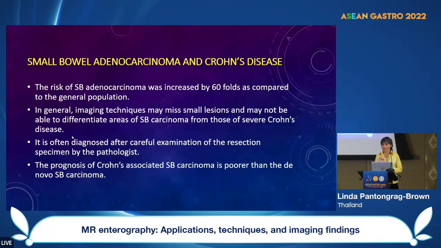So it's very difficult for us. We usually cannot pick it up unless it's a big mass. If it's infiltrative, imaging is hard. And it is often diagnosed after resection, when pathologists review the specimen and find it, which is similar to our case. And the prognosis of Crohn's associated small bowel carcinoma is poorer than the de novo small bowel carcinoma. So this is a very interesting case: we run into a lot of Crohn's disease, and we just found one case of adenocarcinoma.